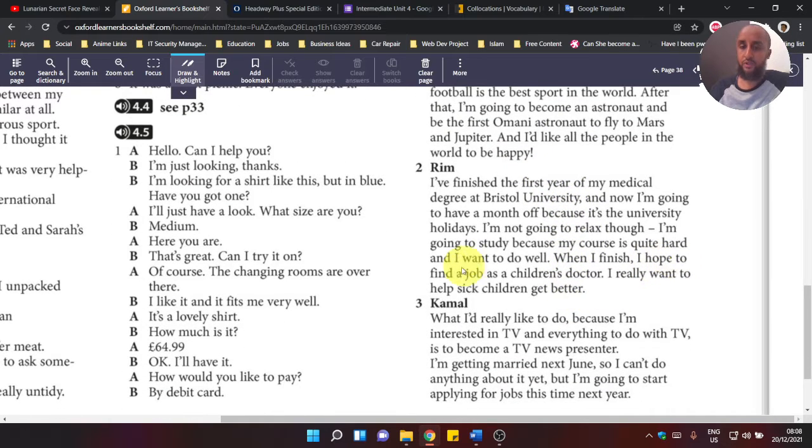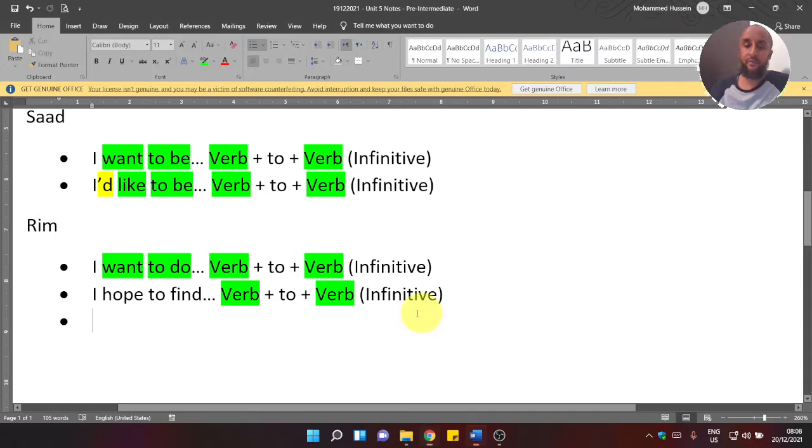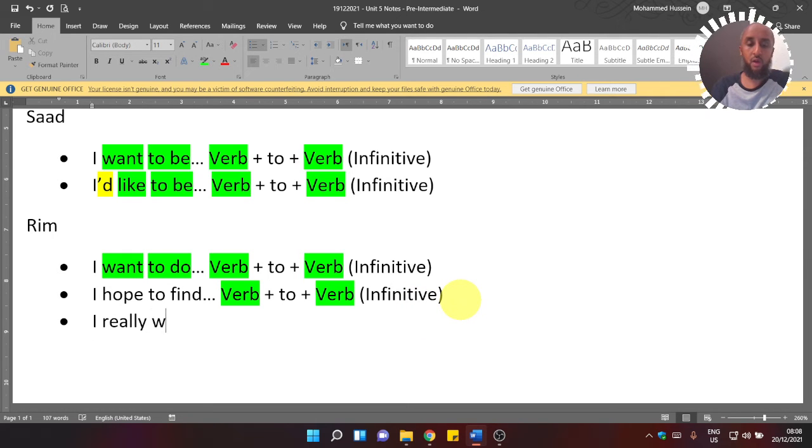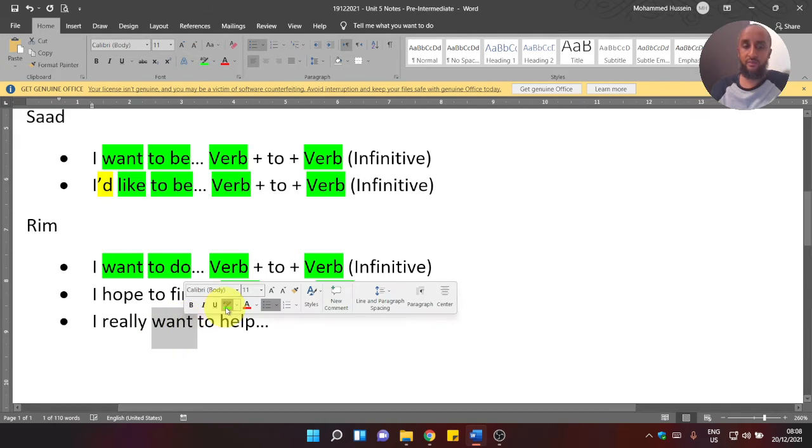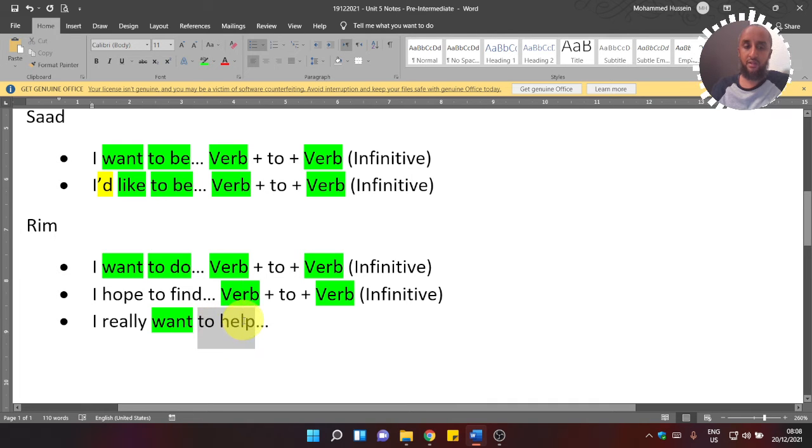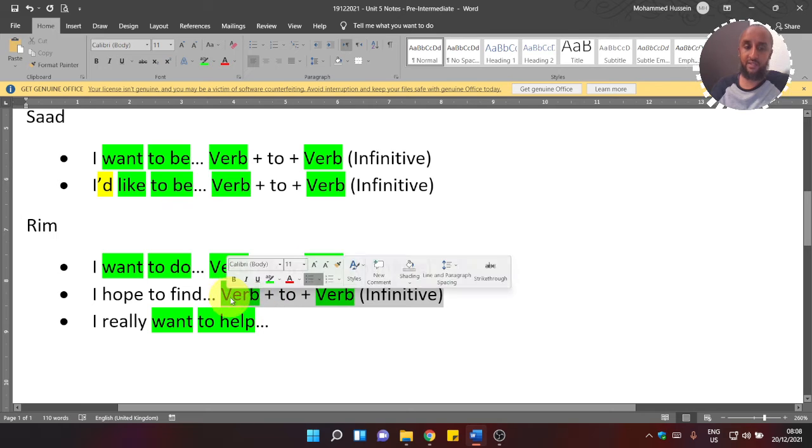I hope to find a job as a children's doctor. I really want to help. So this is another one. This is an adverb here. So we can say I really want to help. Here again we have the first verb, want, and then we have the second part, to help. Again, this follows the same pattern.